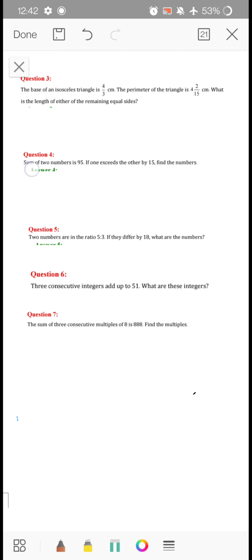sum of two numbers is 95. Sum means the answer of addition. So here they have specified the sum of two numbers is 95. So from reading the statement so far, I only know that there are two numbers whose addition is 95, and I don't know those numbers, right.